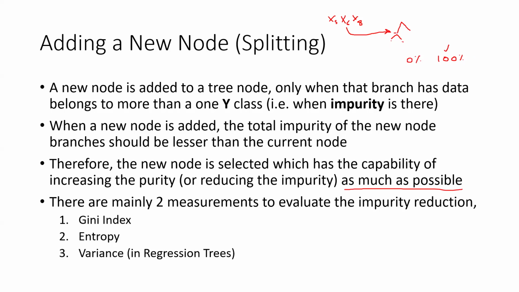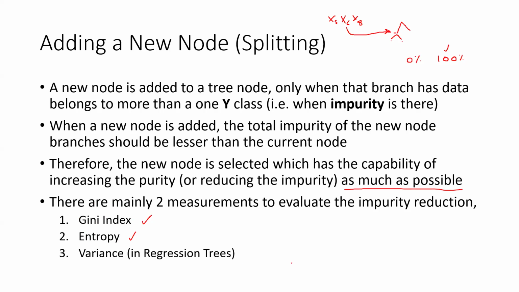So in order to measure the impurity or the purity, there are several measurements. One is known as the Gini index, or Gini index, sometimes we pronounce it, right? And the second one is known as the entropy. These two are the commonly used measurements for impurity or purity, right?